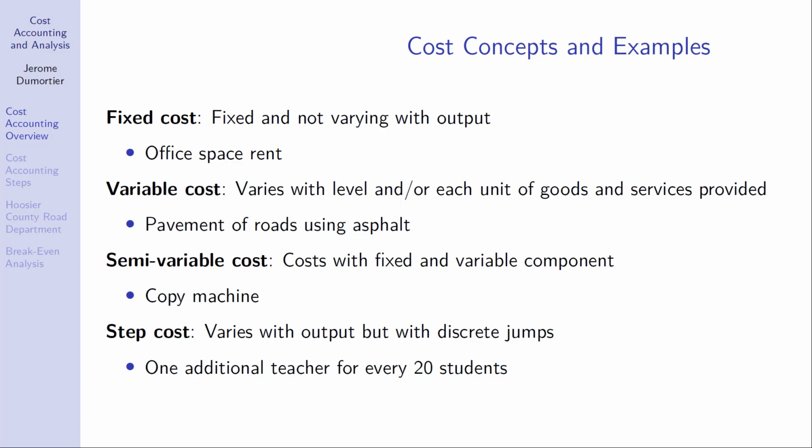Suppose that you are working in an office and you are renting the copy machine, then most likely you are going to have to pay a fixed cost and also a variable component depending on how many copies you are making. In the example of the Hoosier County Road Department, the equipment to actually maintain the roads has a variable component and also a fixed component, where the variable component varies by how many miles you are maintaining. And lastly, we may have step costs, where it varies with output but with discrete jumps.